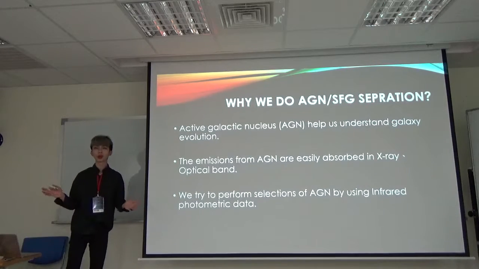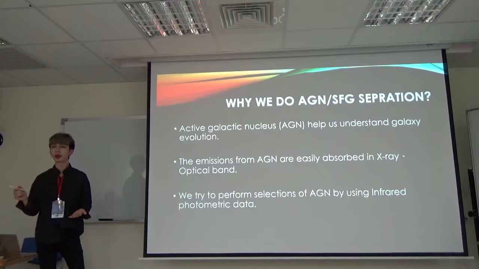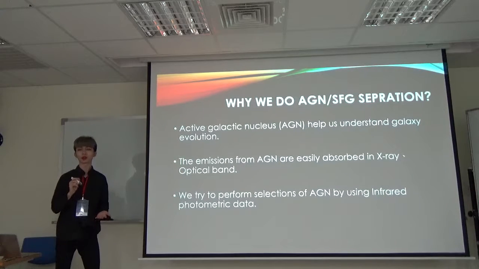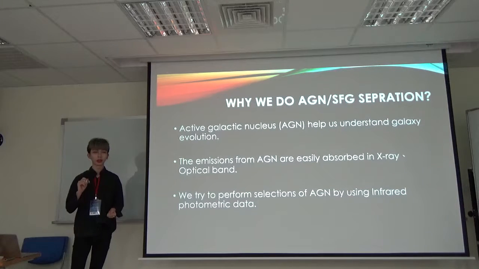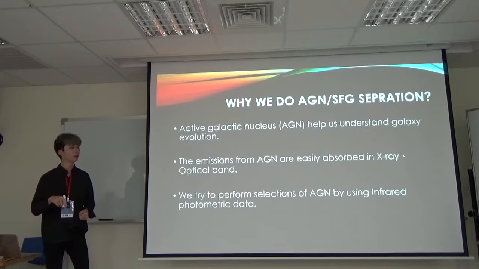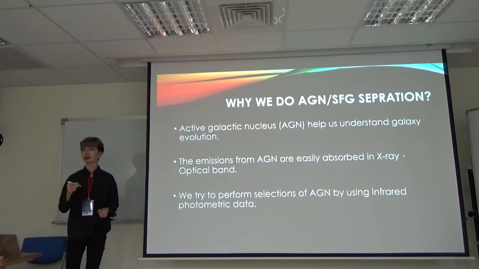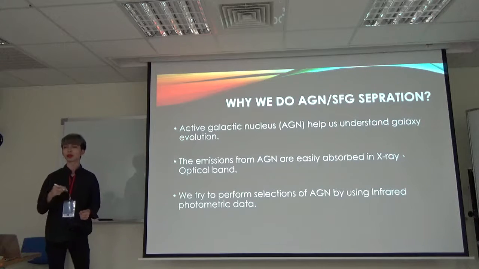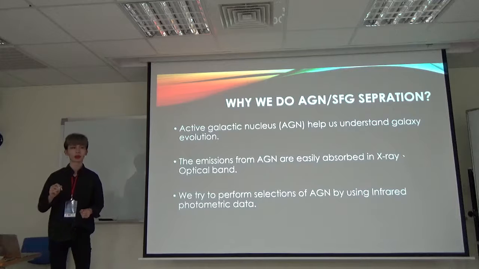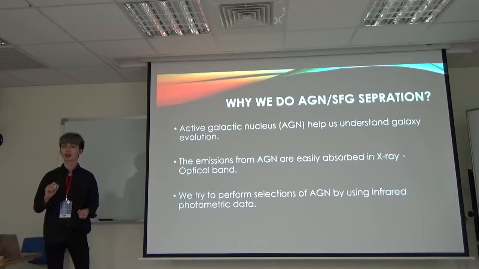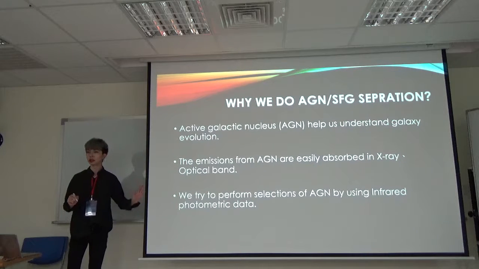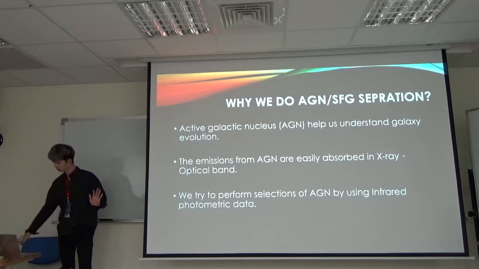We need to do the AGN separation because AGNs help us understand the evolution of galaxies. But the optical band of AGNs is very likely to be obscured by dust, so we can only use infrared data to do classifications. But this is not easy, so we need an AI system to achieve this.